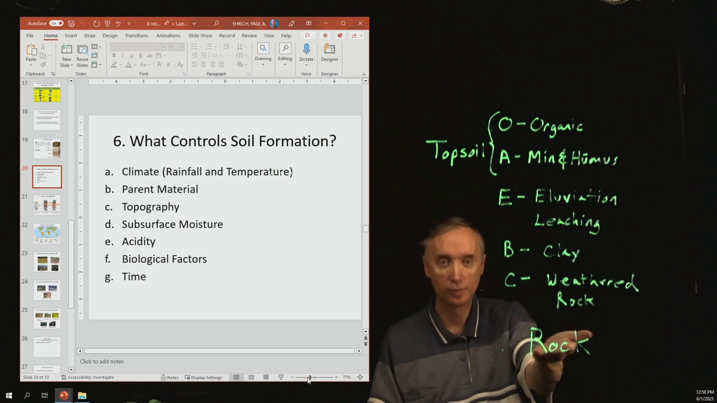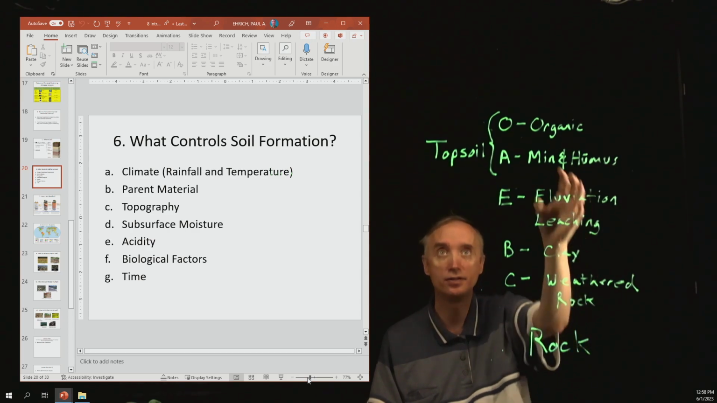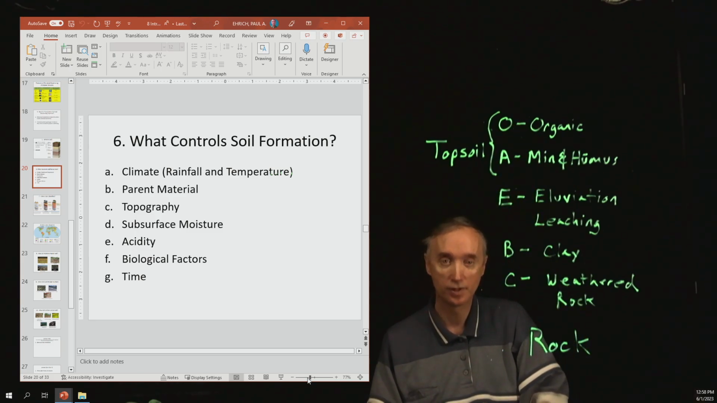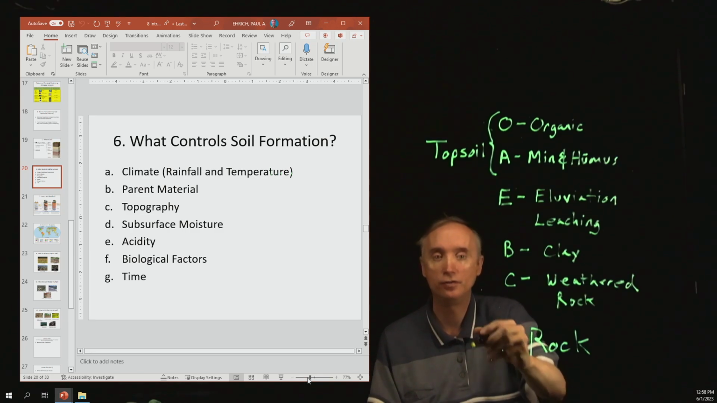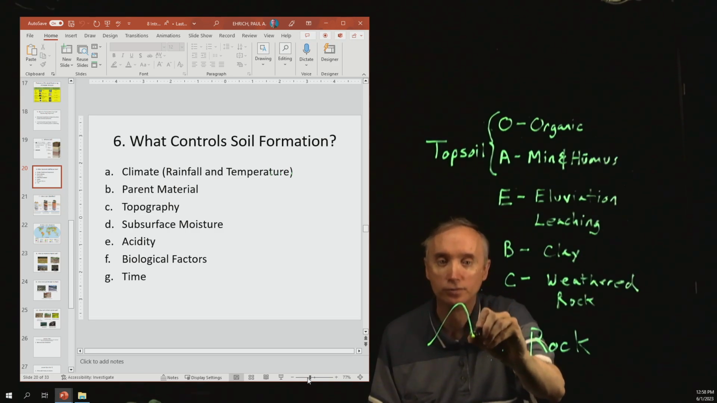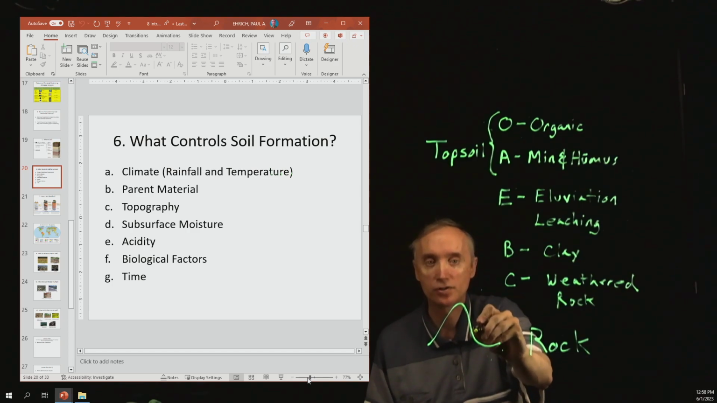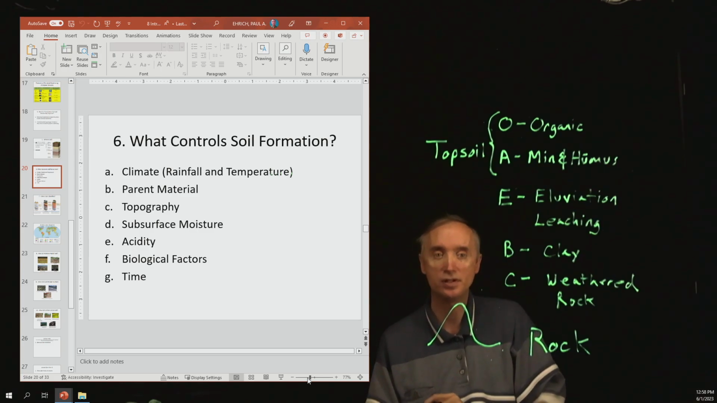It also is going to depend on what kind of rock you begin with. If you have basalt as your original rock, that's going to turn into a different kind of topsoil than what limestone is. It also depends on the topography, so that if you've got a mountain and then a valley down here, you're not going to have so much topsoil on the sides of the mountain because it's just too steep.